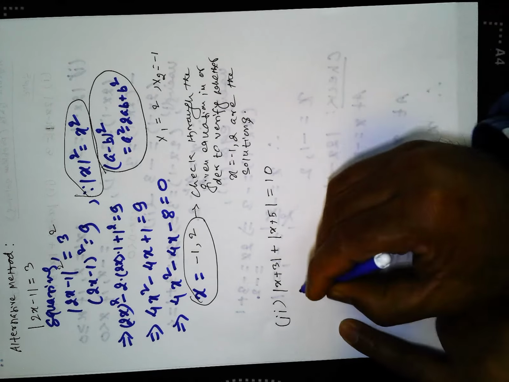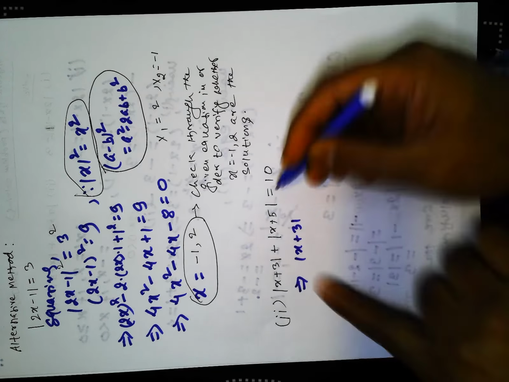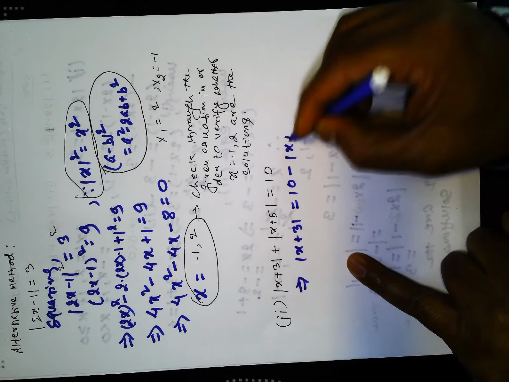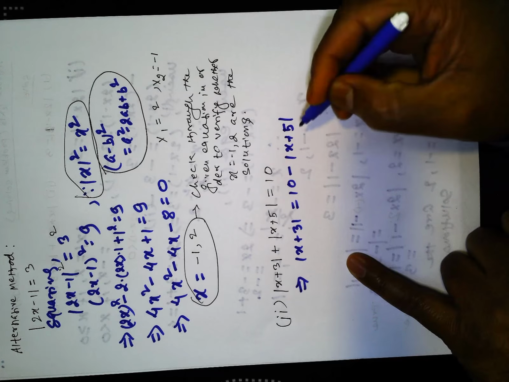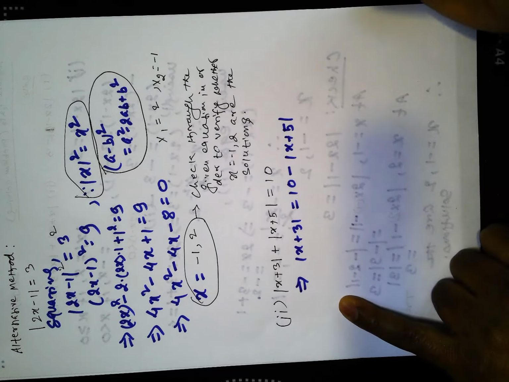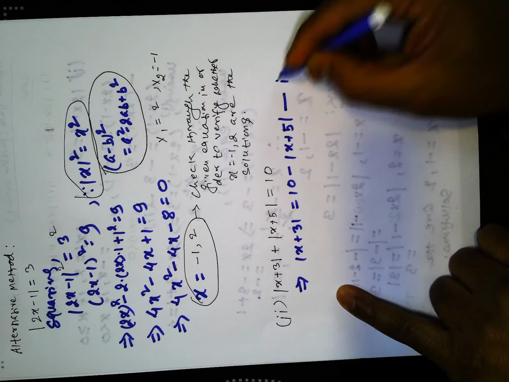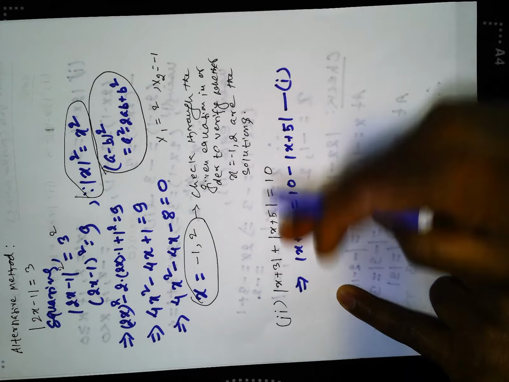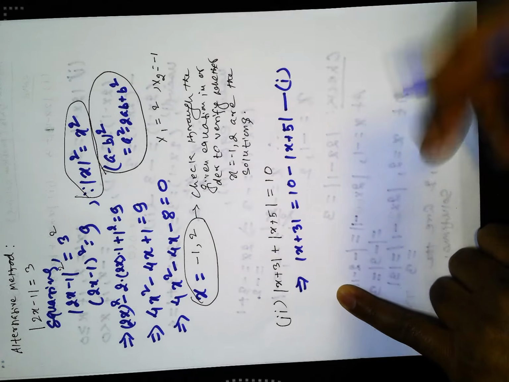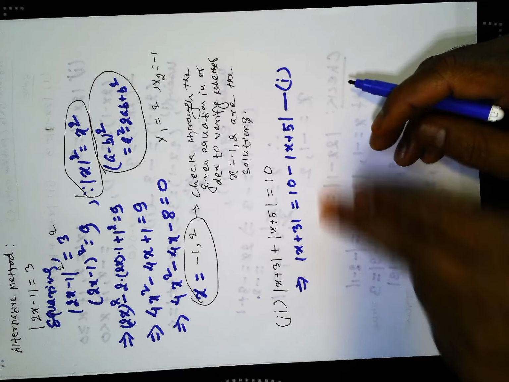So what I'm doing here, I'm just taking |x + 3| over here, and then |x + 5| I'm transposing to the other side: |x + 3| = 10 minus |x + 5|. So I have transposed this |x + 5| to the other side. I will call this equation 1. You can also keep |x + 5| here and transpose |x + 3| to the right side. Our objective is to find the solution for this equation. That means you have to find the value of x.